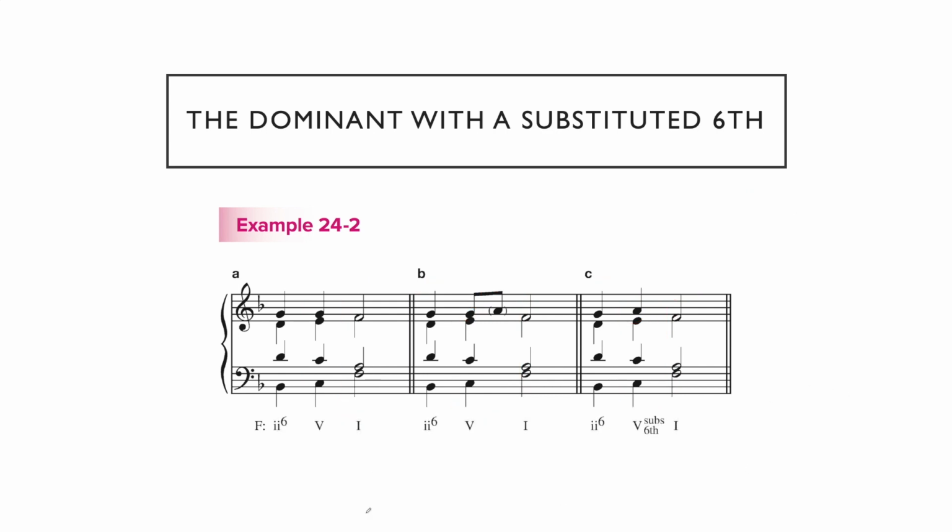So, and this is the cleaner labeling. Everything is the same as I explained. 3 times the same progression. And in the last one, we have dominant with a substituted 6th.